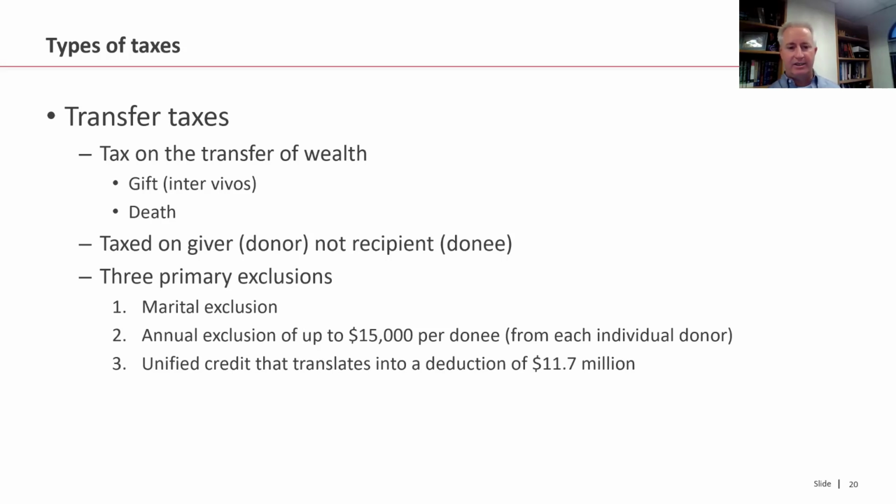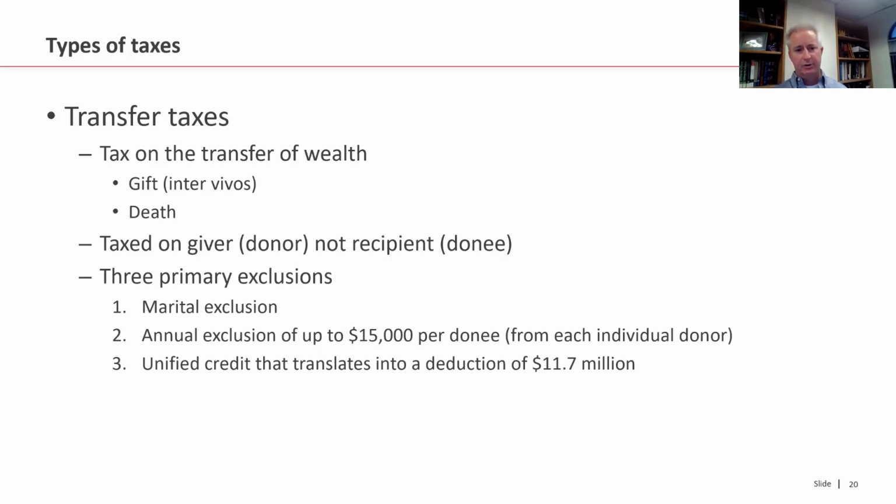There's also an annual exclusion up to $15,000 per donee. So that means that I could give my kids $15,000. I could give my friends $15,000. I could give a stranger on the street $15,000, and I wouldn't have to pay any gift tax on that amount. Because I'm married, if my wife and I both did it, we could give each of those people $30,000.